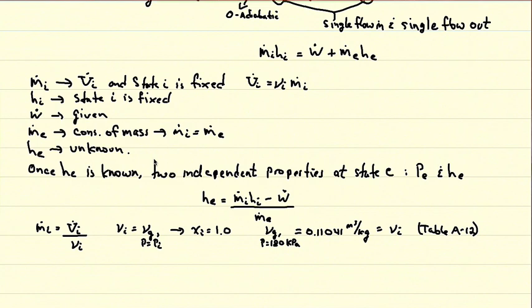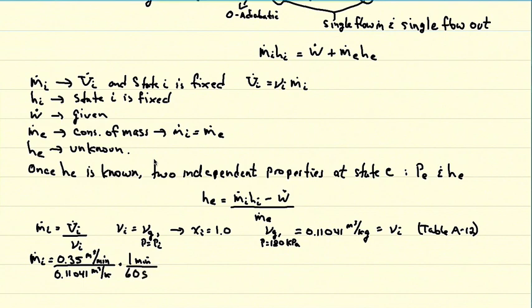Okay, so now I can go ahead and calculate what my mass flow rate is. So m dot I is equal to V dot I, which is given as 0.35 cubic meters per minute, divided by my little vi, which I just looked up in the table as 0.11041 cubic meters per kilogram. And then, of course, I like things to be in seconds, not in minutes. So this is times 1 minute for every 60 seconds.